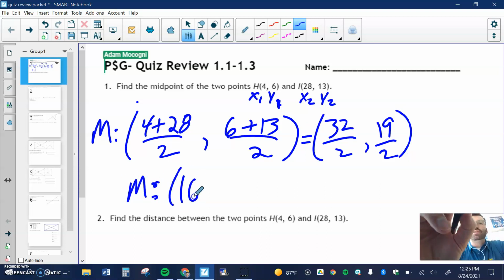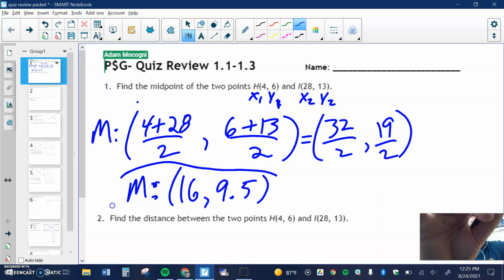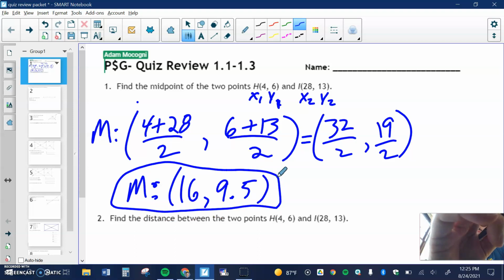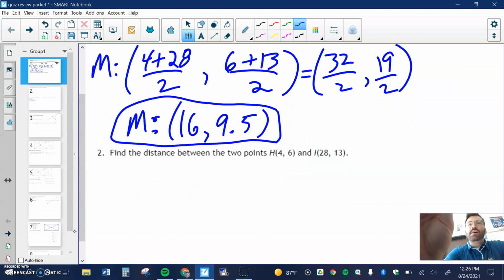32 over 2 is 16. 19 over 2 is 9.5. Decimals are answers. Decimals are numbers. Don't you forget it. All right.